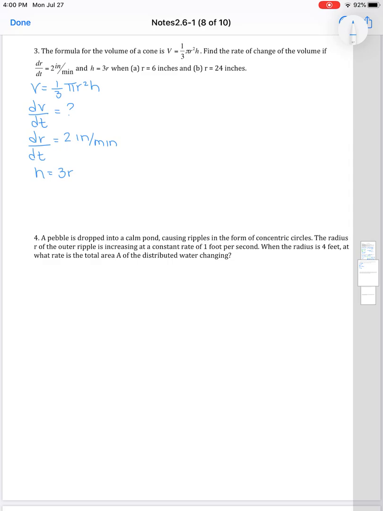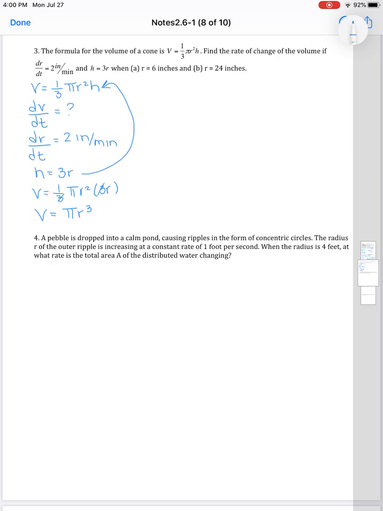All right, volume for a cone. So we have 1/3 pi r squared times h. It says find the rate of change of the volume, so we don't know dV over dt. If the radius rate is 2 inches per minute, and it's telling us that h is equal to 3r. And then don't worry about the a and the b for right now.